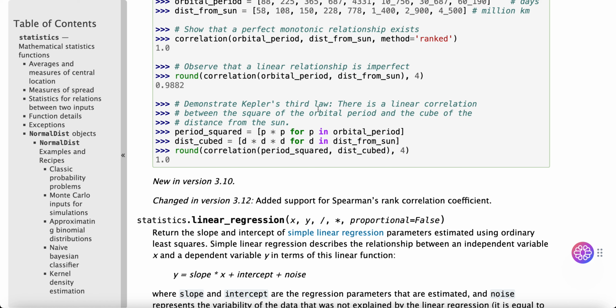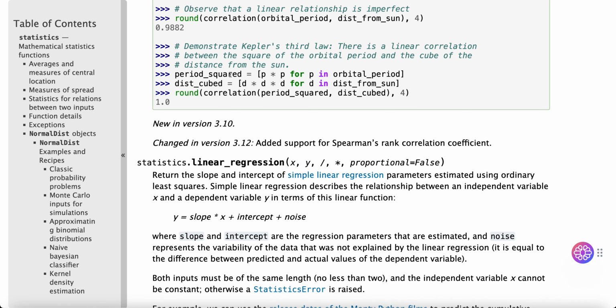Demonstrate Kepler's third law: there is a linear correlation between the square of the orbital period and the cube of the distance from the Sun. Period squared: p*p for p in orbital_period. Distance cubed: d*d*d for d in distance_from_sun. round(correlation(period_squared, distance_cubed), 1) gives 1.0.